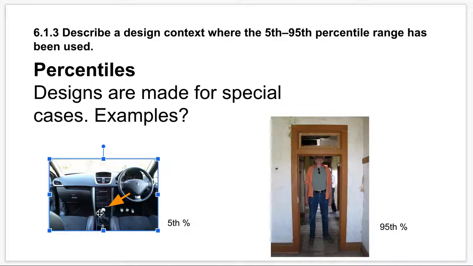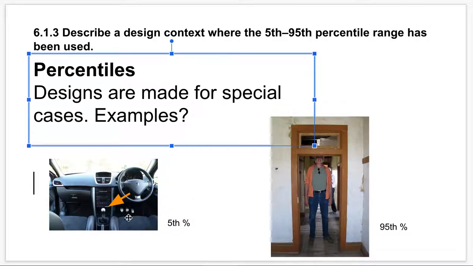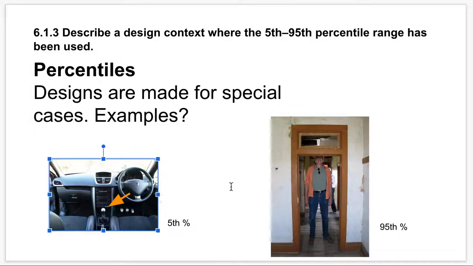This is the gear shift on a car. If the gear shift is designed for the 95th and you can't reach it because it's too far away, then the 5th percentile can't use it. Even though it's going to be short and a bit squished for that tall guy, he can still use it. So it's important to understand how these work. What are these design contexts? Your task is going to be to find some of those examples.